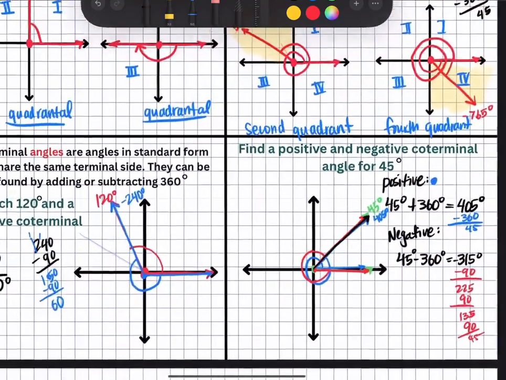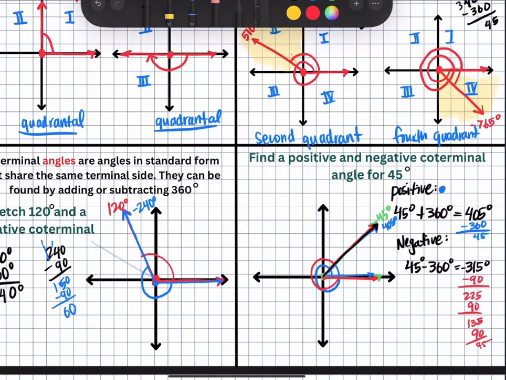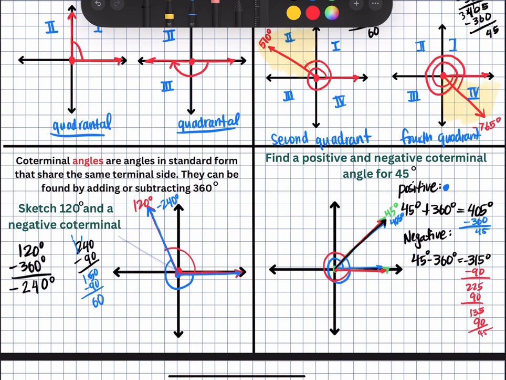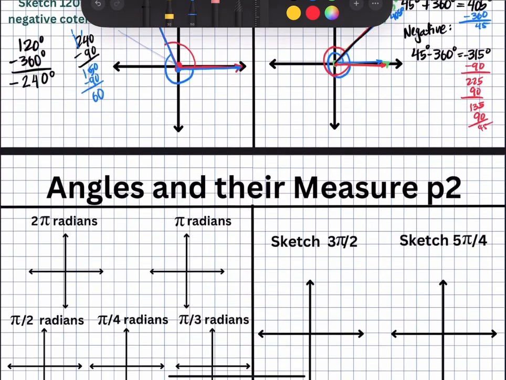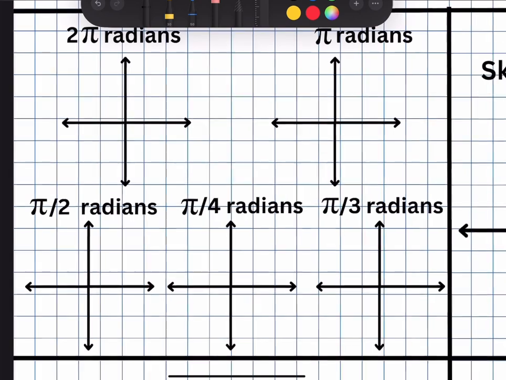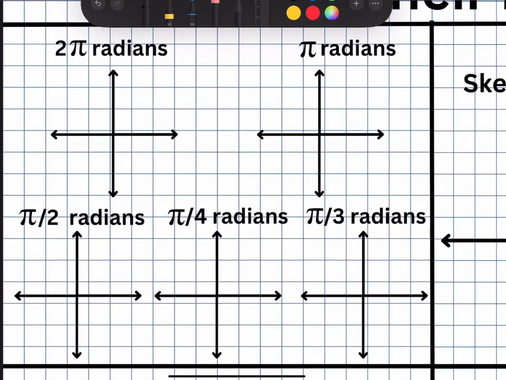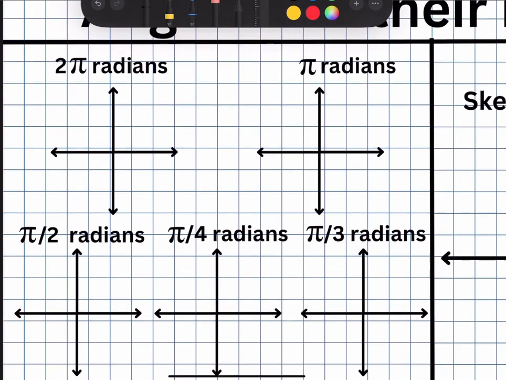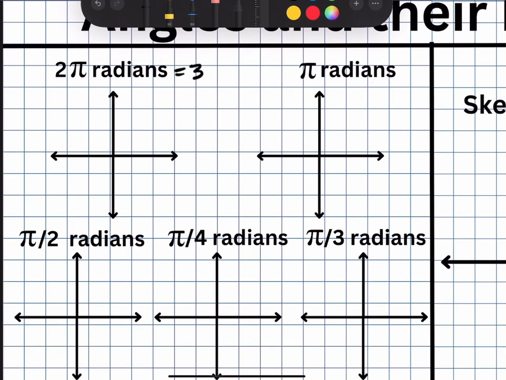Okay, so now that we learned all of these angles in degrees, we're going to do the same with radians, okay? Now for radians, it can be a little bit tricky. So I'm going to try to use some visuals to show you how to represent different angles in radians. So we know that 360 degrees is the same as 2 pi radians. And I know that 360 is a full circle.